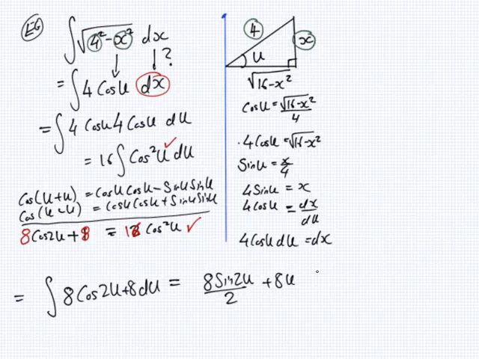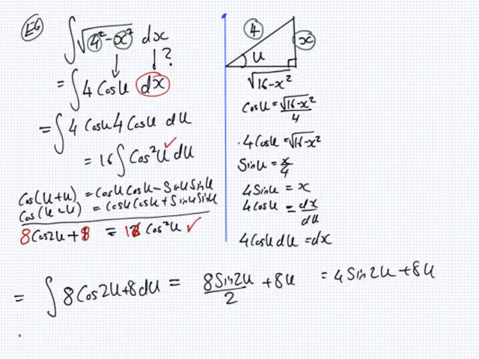Nah, that'd be a small problem. Big problem. No, that's a small problem. Yeah, okay, so I could change that into 4 sine 2u plus 8u, but still there's a pretty big problem with this. Huh? Yeah. The u. It should be in x, not in u. Because we started off with x, we should finish with x.